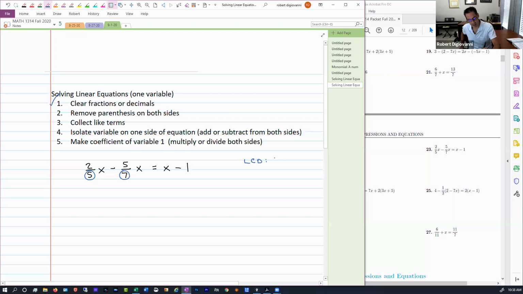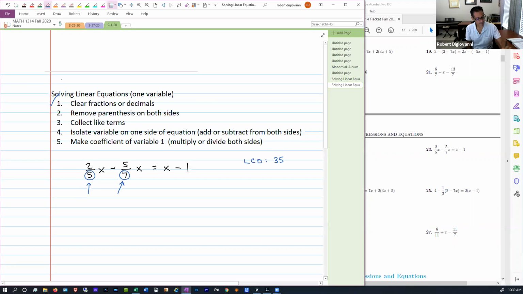Okay, yeah, 35. Okay, now here's the thing, everyone. Pay attention to this. This is an important point. We are not going to try and turn these denominators into 35s. That is not what we're going to do. What we're going to do is multiply both sides of the equation by the LCD. That's the technique that you always use when you're clearing fractions.